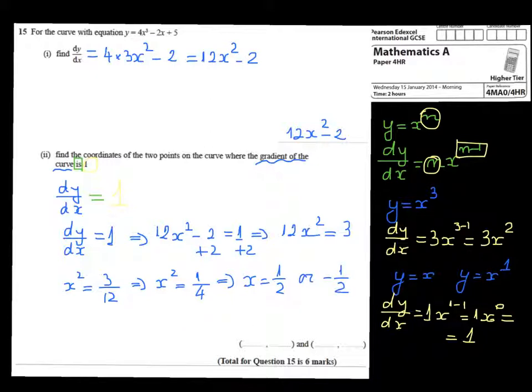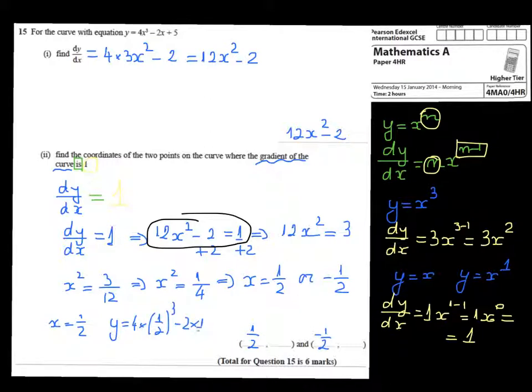If we struggle seeing this, we could look at this form here. Take 1 away from both sides and just solve it using the quadratic formula. So going back, x is either 1 over 2 or negative 1 over 2. I'm asked about the coordinates, so I need y now. If x equals 1 over 2, y is 4 times (1 over 2) cubed minus 2 times 1 over 2 plus 5. Replace this in your calculator and put here the answer, same for this point.